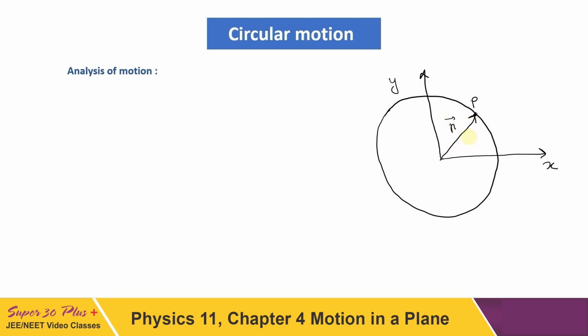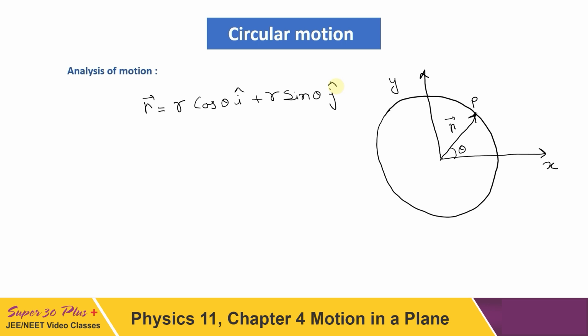If it is making angle theta with the reference, that is along x-axis, then position vector r can be written as r cos theta i plus r sin theta j, where this small r I have taken as radius of circle. This is how position vector can be represented in rectangular component form.